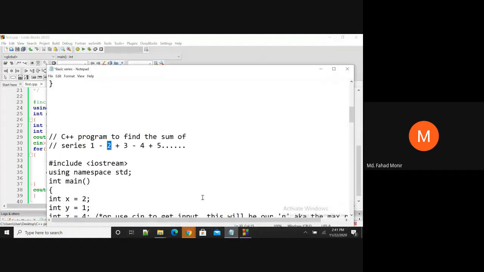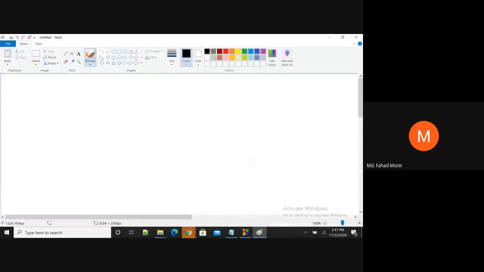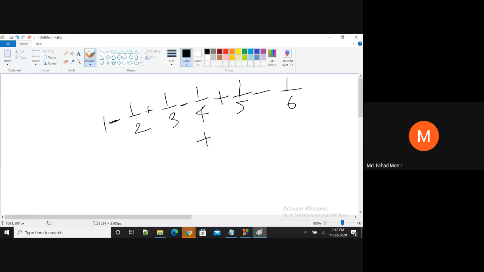Okay, so if we give, for example, something like this: 1 minus 1 over 2 plus 1 over 3 minus 1 over 4 plus 1 over 5 minus 1 over 6 plus dot dot plus 1 over n. You can do that, right? This kind of problem you can solve, right?